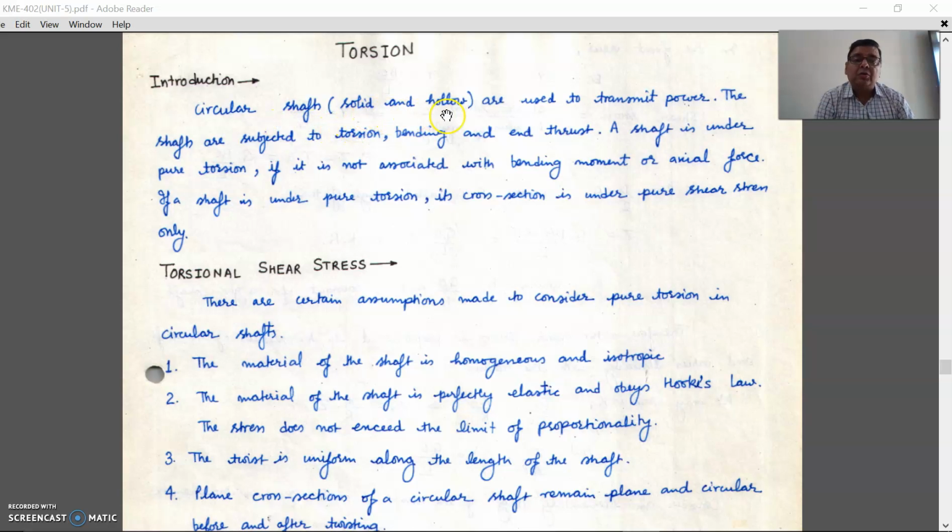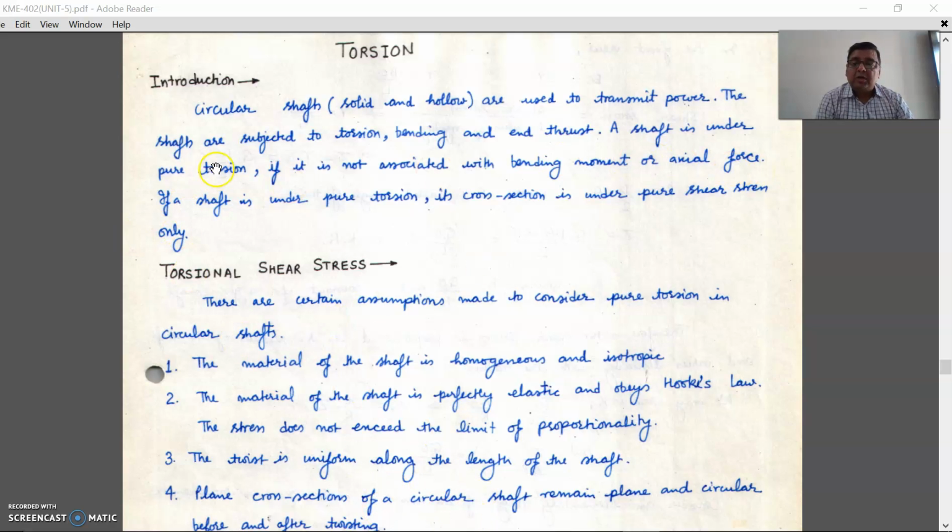are used to transmit power, right? And while transferring power, these shafts are subjected to torsion, bending and end thrust, right? In this chapter we'll study the case when the shaft is under pure torsion only. We'll not study the case where it is under torsion, bending and end thrust. We'll study when the shaft is under pure torsion only, and in that particular case the shafts will not be associated with bending moment or axial force, right?